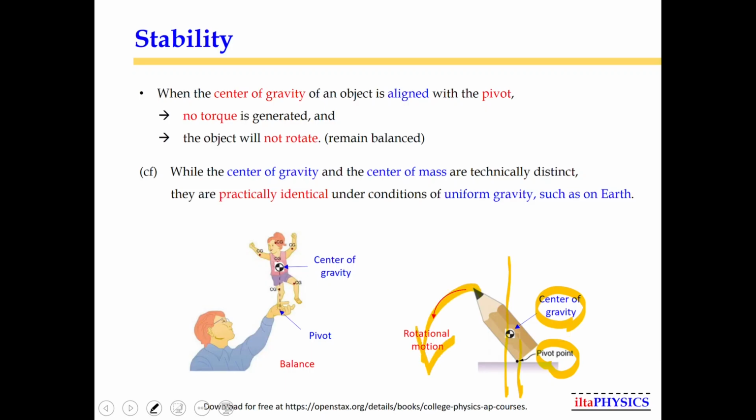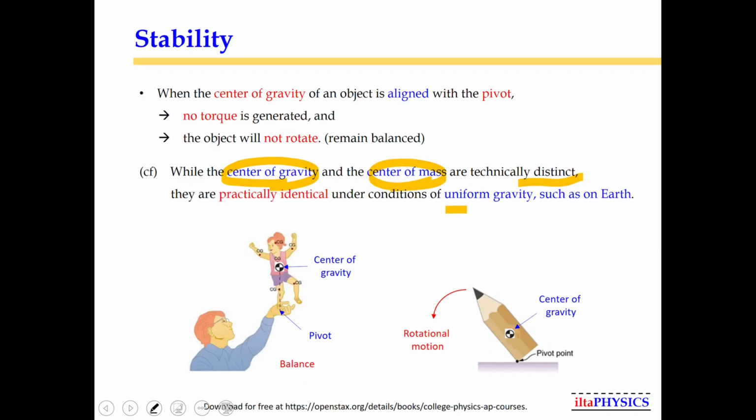This relationship between the center of gravity and the pivot point for maintaining balance applies whether the center of gravity is above or below the pivot. One thing to add is that, to be physically precise, the center of gravity and the center of mass are actually different concepts. However, when we're in a uniform gravitational field like Earth's, you can practically treat them as the same thing.